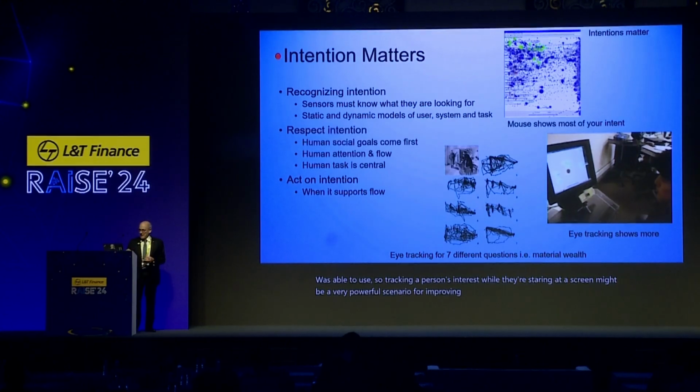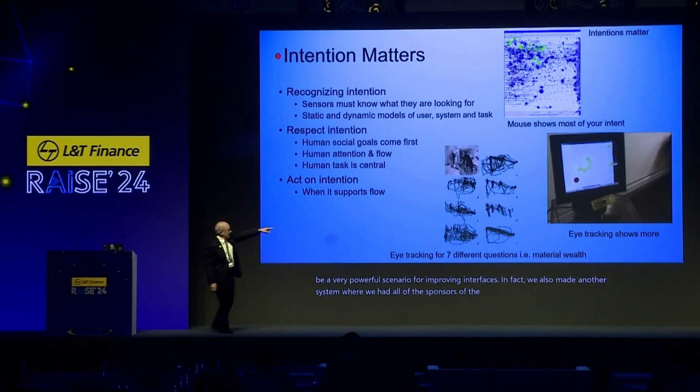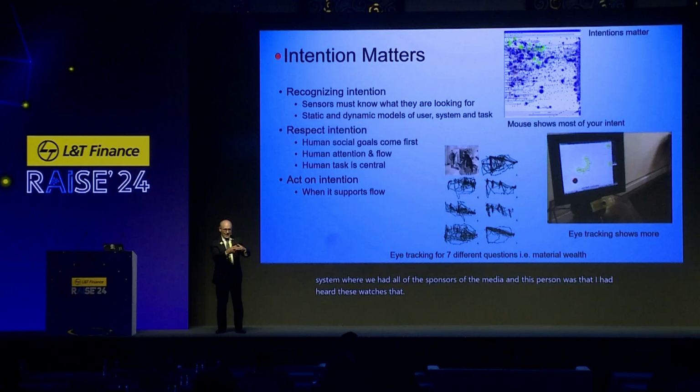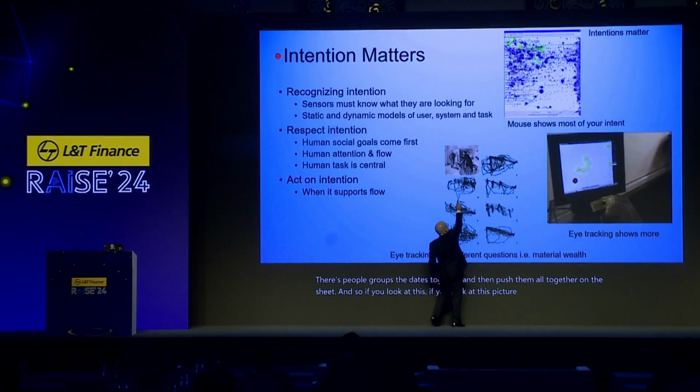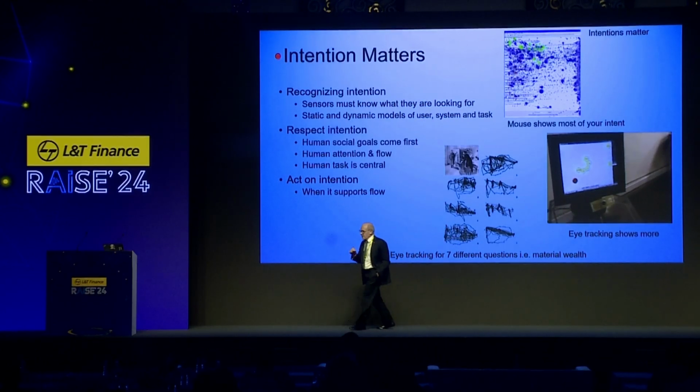In fact, we also made another system where we had all of the sponsors of the Media Lab. And this person with that eye tracker, he's watching that people grouped the banks together, and then it puts them all together on the screen. And so if you look at this picture here, this one here is the way eyes move when you're asking about the material circumstances of the family. And this one here is the way it looks when you're asking who's in charge in the family. So the eye moves very differently on the screen when you're thinking a different thought.